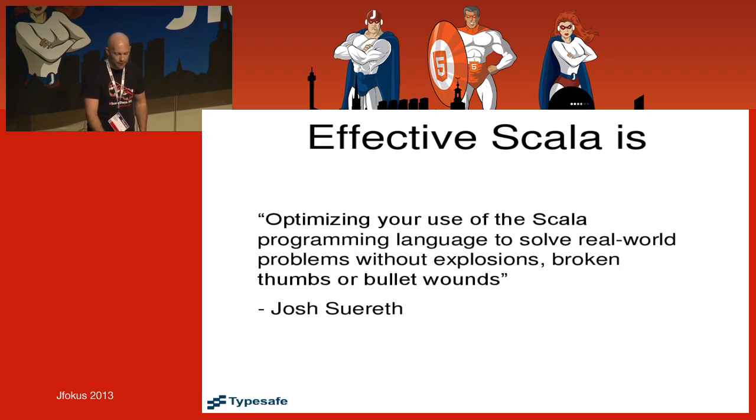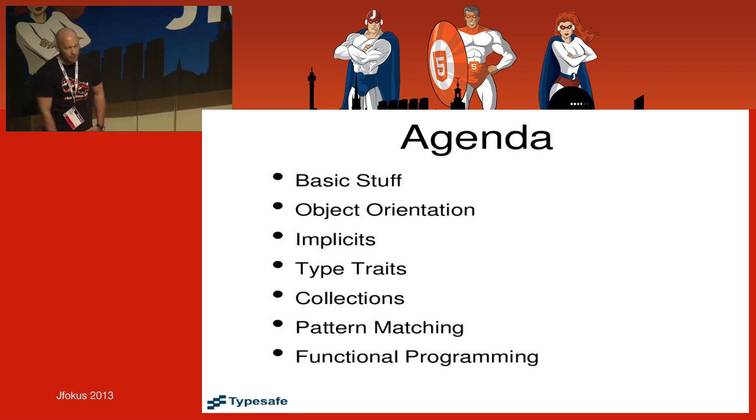Right, so here's the agenda for today. First, I'm going to start off with some basic stuff about Scala, touch on object orientation, implicits, something about type traits, the Scala collections, which are an awesome collection of classes, really powerful. Touch on pattern matching, which is also an awesome feature in Scala. And then finally, do some functional programming things. As you can see, it covers a lot, so I'm just going to touch on each subject, and then you can dive into it yourselves if you're interested in more.